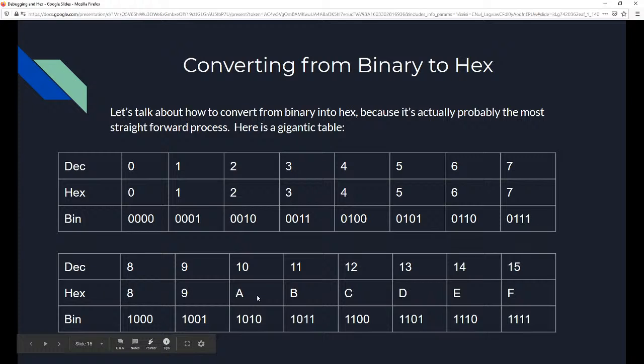And then B is going to be 1011, which is 11. 1100, we've already calculated that a number of times, so that's 12, and we use C to represent it. And then here we have 13, D, 1101. And then we have E, 1110, 14, and F, 1111, 15.